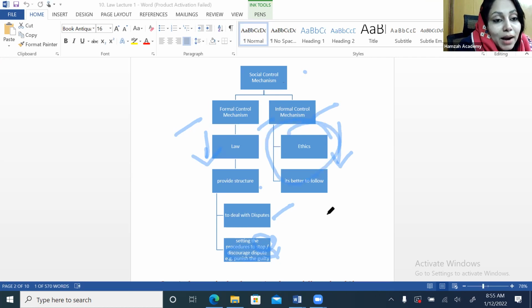The second part of the social control mechanism is the informal control mechanism, which is ethics. It is better to follow. Ethics are moral values, and it is better that you follow them. If you do not follow them, no one will punish you, but society has a responsibility to teach you these moral values, so that you will follow them by your own will. Clear? Are the formal and informal mechanisms clear to you?